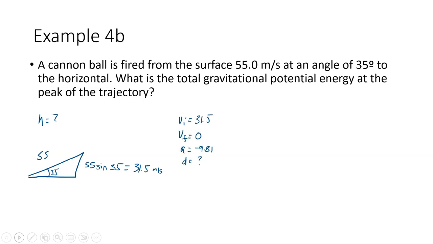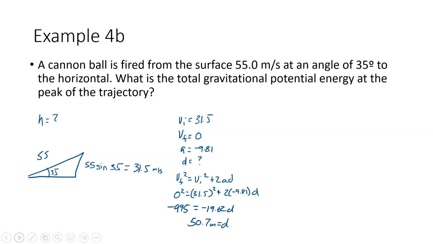So, given the fact that this is accelerating due to gravity, we can find the height using vf squared is equal to vi squared plus 2ad. Right, we're plugging in our numbers. We're going to square the 31.5 and move it over. Divide both sides by 19.62 in order to get a height of 50.7 meters.